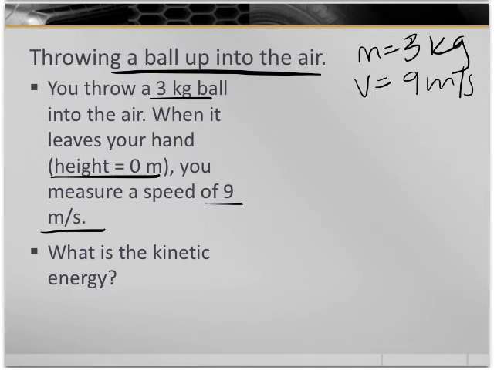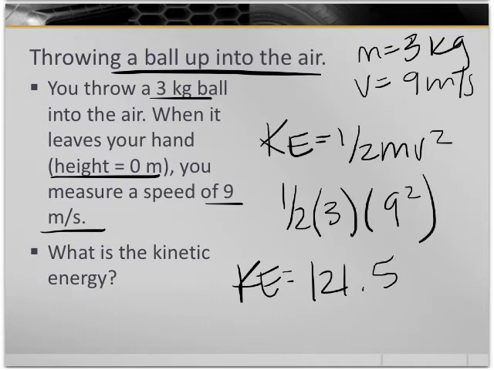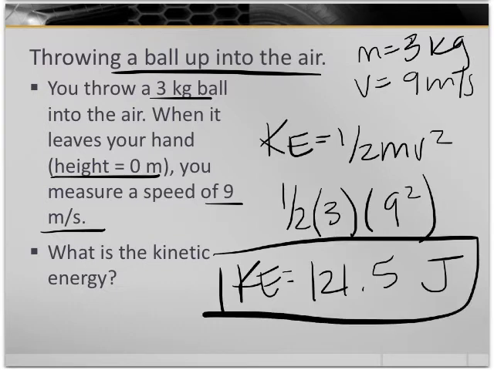So what's the kinetic energy? Well, KE equals 1/2 mv squared. All right, so 1/2 times 3 times 9 squared, which is going to be 1.5 times 81, or KE equals 121.5. And remember, energy's units are joules. Okay? So this is our KE at the bottom. Let's remember that.